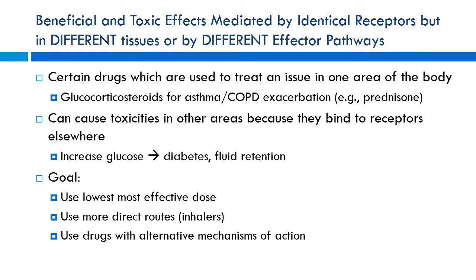Now, sometimes you can get around that by giving drugs via certain routes. So, for instance, if I have someone with a respiratory issue, I can give them inhaled steroids. Those inhaled steroids only work in the lungs and don't really get out systemically. So that's one way you can get around that when you have these side effects being mediated through different tissues or different pathways potentially, right?